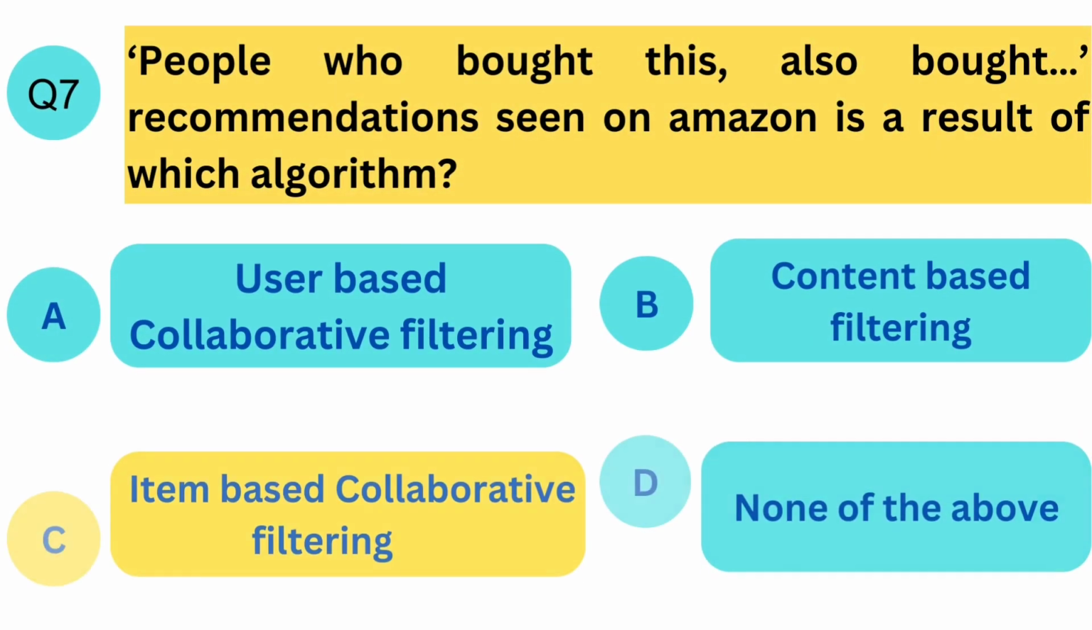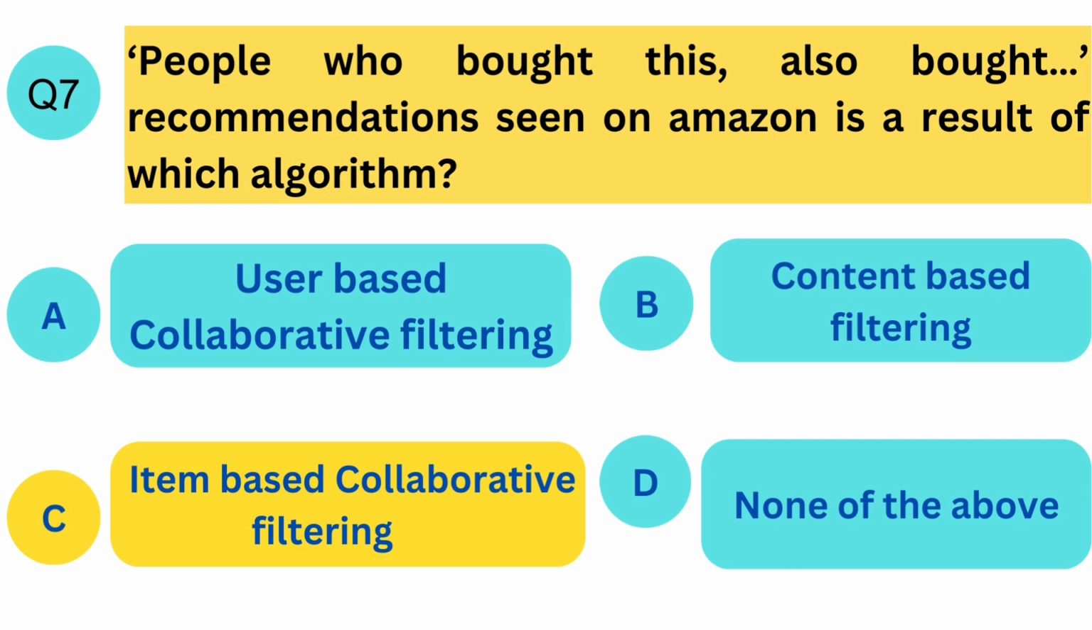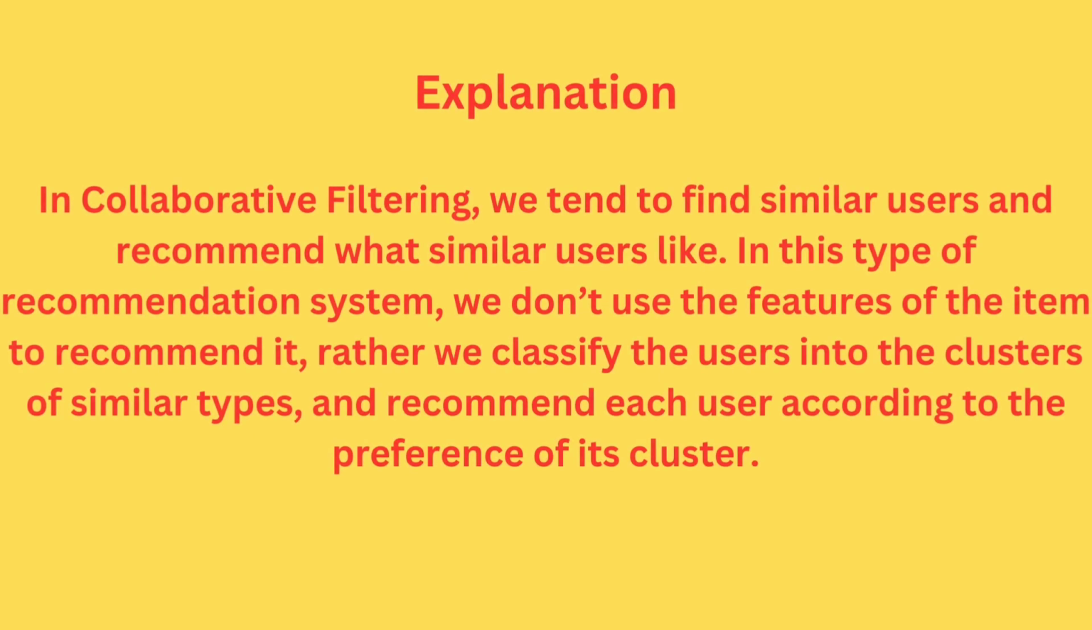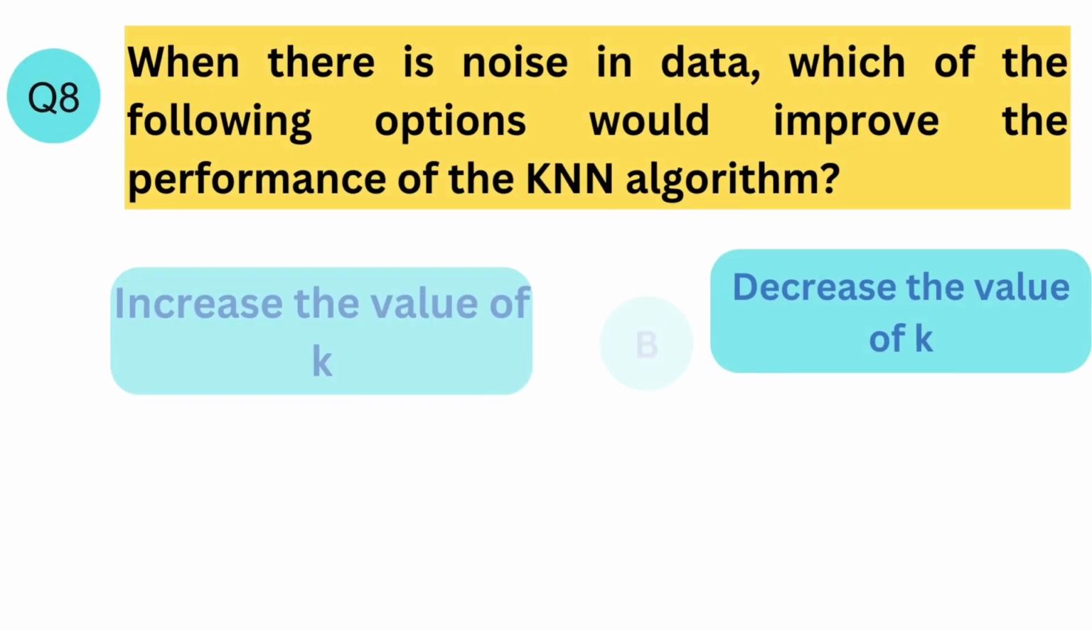Answer is C. In collaborative filtering, we tend to find similar users and recommend what similar users like. In this type of recommendation system, we don't use the features of the item to recommend it, rather we classify the users into clusters of similar types, and recommend each user according to the preference of its cluster.